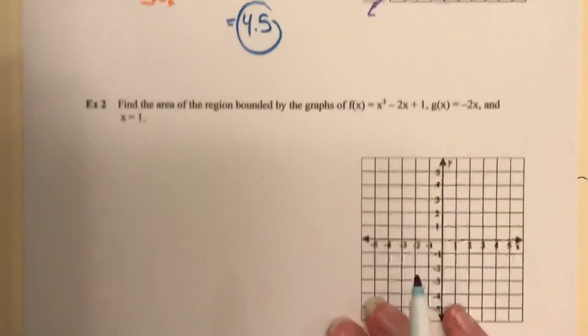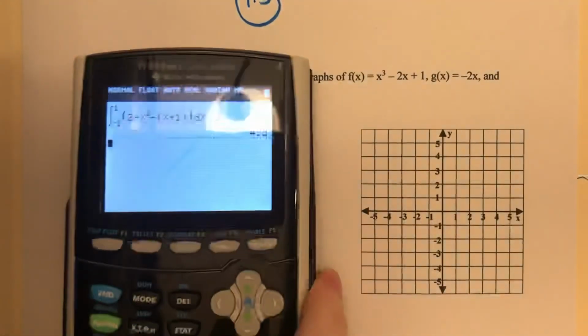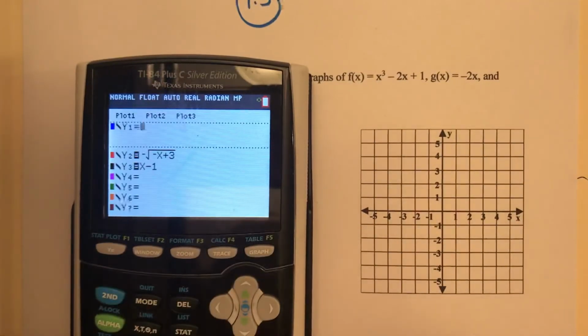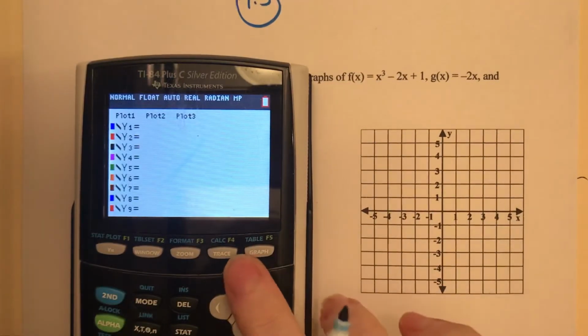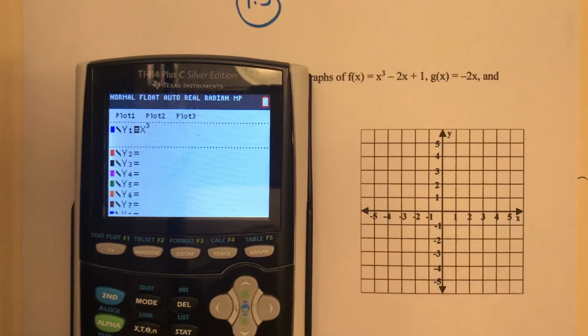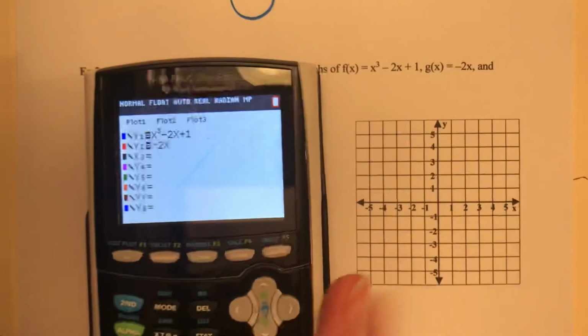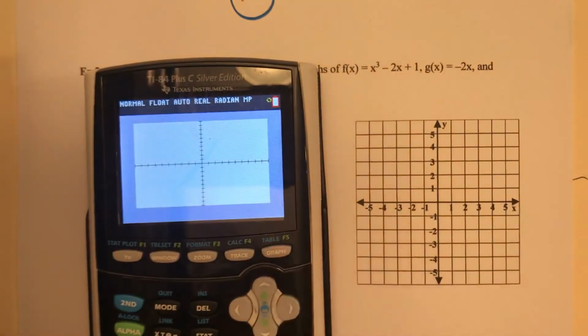Okay, let's try number 2. We have a region bounded by the graphs of x to the third minus 2x plus 1, -2x, and x equals 1. So I'm going to use my calculator, get that plugged in, clear out my old graphs. Okay, so I've got x to the third minus 2x plus 1, and I've got -2x. And I can't do the x equals 1. You could if you want to draw the line, use your draw feature, but I know what it looks like, so I'm not going to do that.